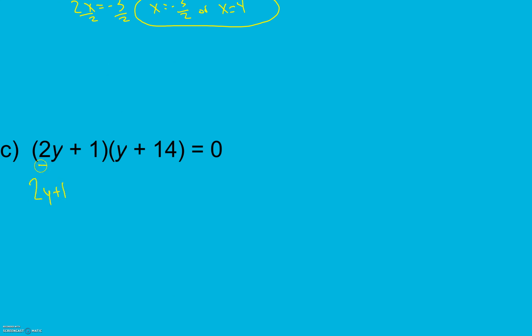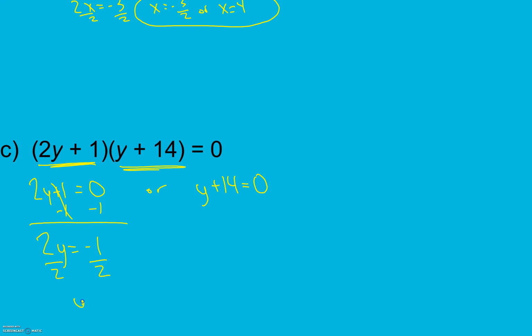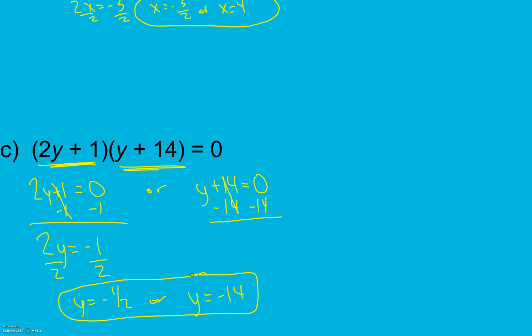2y plus 1 is one of my factors. It could be 0, or my second factor, y plus 14, could be 0. And again, that's the only way we multiply to 0 is if one of our factors, or the other, or both are 0. So here I'm going to subtract 1 and divide by 2. Here, subtract 14, and y equals negative 14. And those are my options here of things that I could plug in for my variable that would make this statement true.